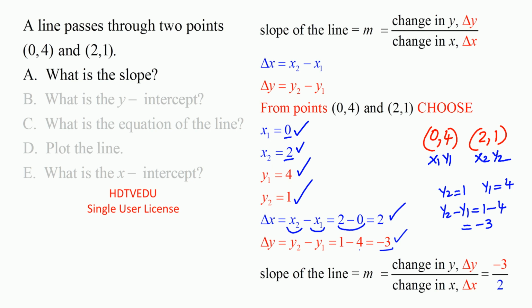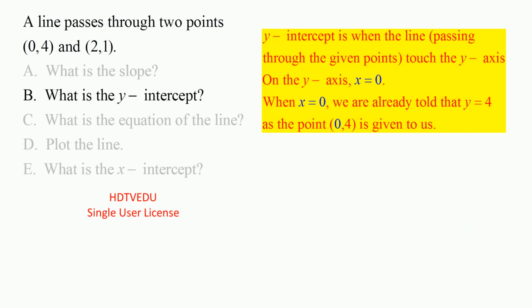So what is the slope of the line? Change in y, delta y, over change in x, delta x. What is change in y? Negative 3. What is change in x? 2. So what is our slope? Our slope is negative 3 over 2. Part A is complete. Let's move on to part B.